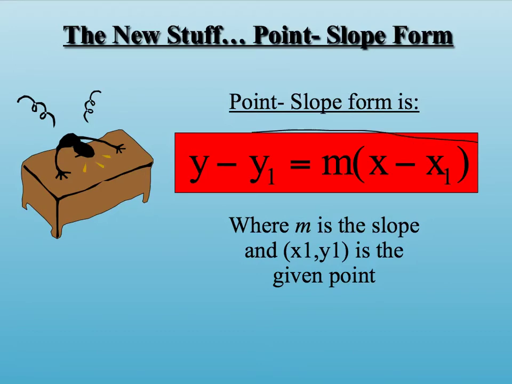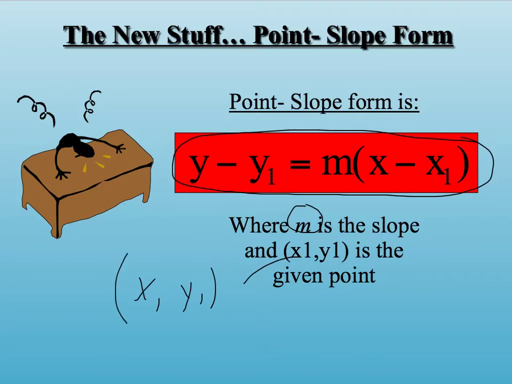Right here is point slope form. We have y minus y1 is equal to m times the quantity x minus x1. Again, m is still going to be the slope, and this should be written as (x1, y1), where (x1, y1) is the point that you're given.